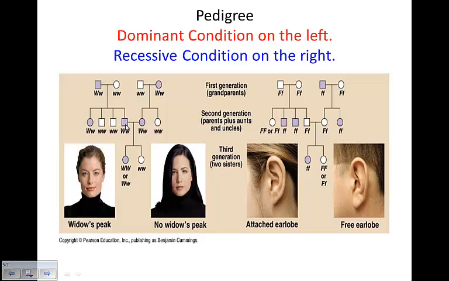And then the dominant condition would be here on the left, whereas if you had a recessive condition, notice as you track it, neither one of the parents has it here, but now it shows up in the offspring. Whereas here, the parents have it and the offspring has it. So you can look through each generation and see it. Again, here, neither parent has it, but the offspring does. So that's going to show you that it's a recessive condition.